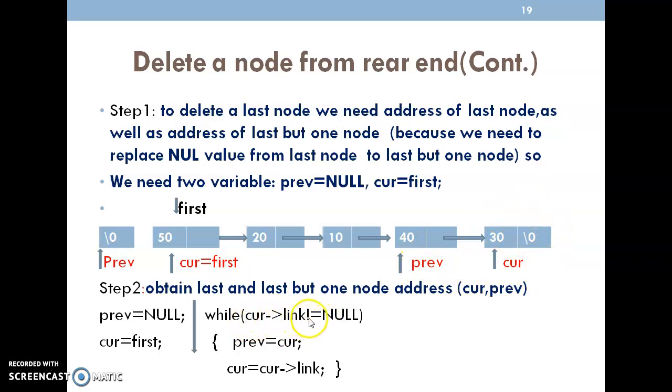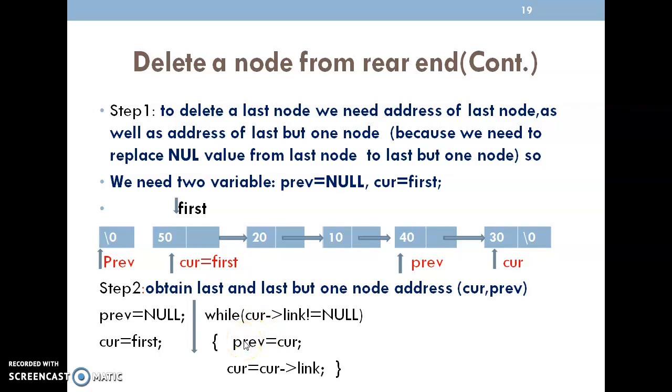While current pointer link not equal to null. So at this point, current pointer link becomes null. We stop the iteration. This will be the current node. Then before updating current equal to current pointer link, every time we hold that current value in the previous variable. Like if we come to this place, the previous holds this value. Whenever current moves to the next value, previous holds the 20. Like that, previous holds the last but one node.